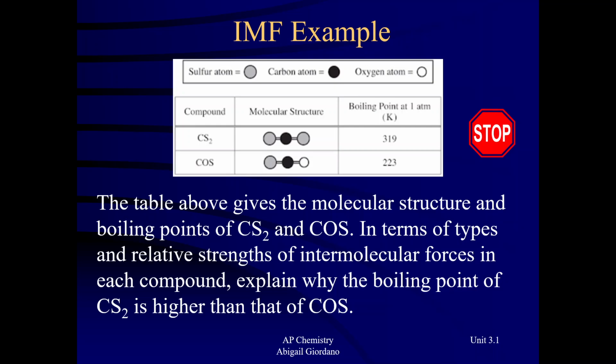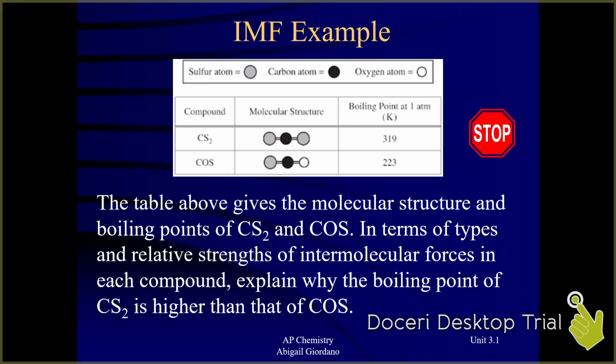So last slide, guys, let's look at this example. Pause the video here if you want to try this one on your own. Otherwise, I'm going to talk through it. So we're given a table, and it says we are given the molecular structure and boiling points of CS2 and COS. In terms of types and relative strengths of intermolecular forces in each compound, explain why the boiling point of CS2 is higher than that of COS. Again, it has to do with boiling points, so guys, let's think strength of intermolecular force.